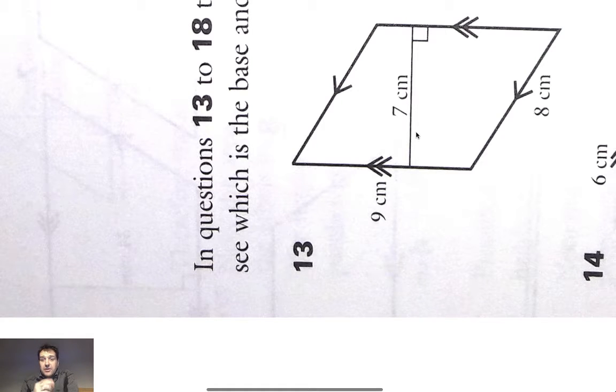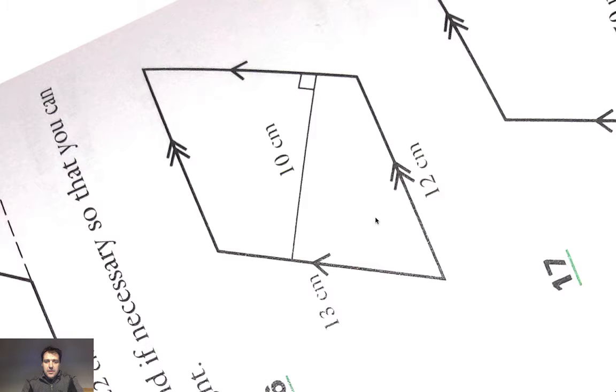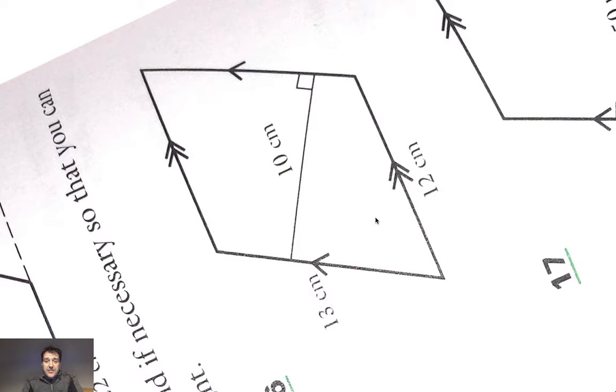So the area is the base, 9, times the height, 7. 9 times 7, 63. Similarly for question 16, we've got a base of 12, a slant height of 13, and a distance across there of 10. So we've got a base, but we haven't got a vertical height. But if we turn the diagram round, then we can imagine the 13 as the base, the 10 as the height, and the 12 as irrelevant information. So for this particular one, the area is 13 times 10, which is 130 centimeters squared.